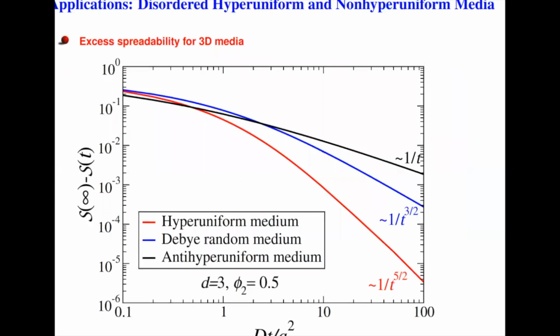So here's just an example of what it looks like for 3 models. I'm showing an anti-hyperuniform medium, a Debye medium, which is typical non-hyperuniform, and then a hyperuniform one, right? And so this is the large time behavior. From this large time behavior on this log-log plot, you can read off what the slope is. In this case, 5/2. In this case, 3/2. In this case, I can't give you the exact number because it's cut off. It looks like it's just linear. Anyway, that's the moral of the story, right? So you can read it off from here.